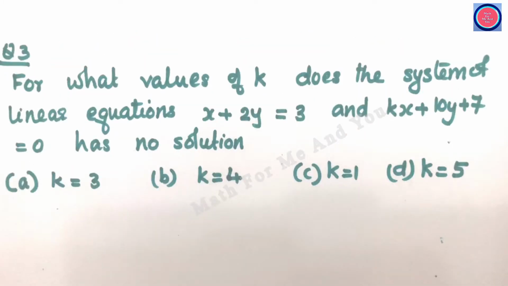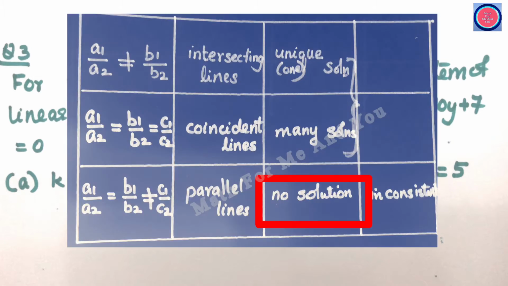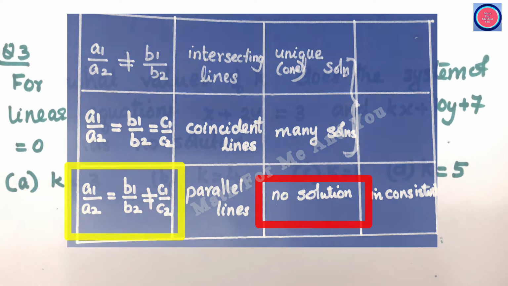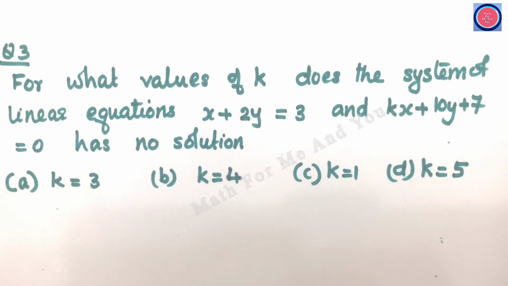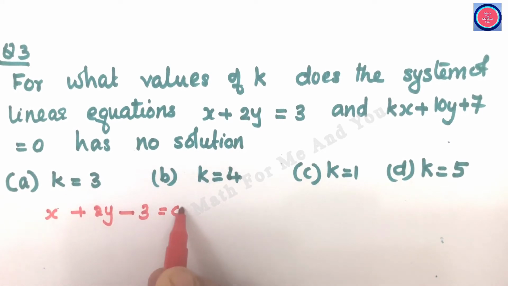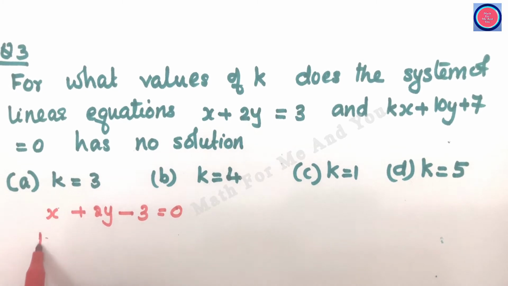Question 3. For what values of k does the system of linear equations x plus 2y equals 3 and kx plus 10y plus 7 equals 0 have no solution? For no solution, we have to write down the ratio a1 by a2 equals b1 by b2 not equal to c1 by c2. So first of all, we could write down the equations one by one. The first equation we have to arrange and write in standard form, and we write it as x plus 2y minus 3 equals 0. The second equation is already in the standard form, so we write it down: kx plus 10y plus 7 equals 0.